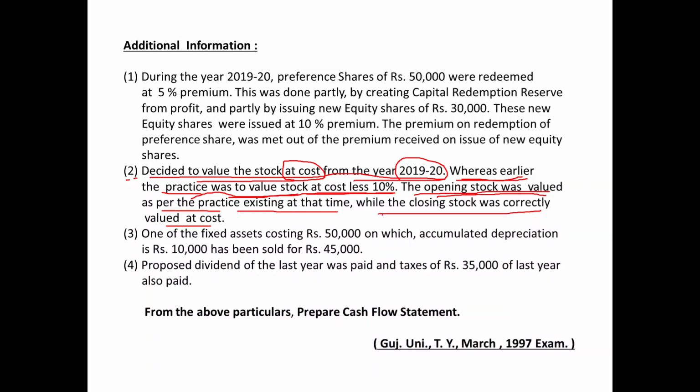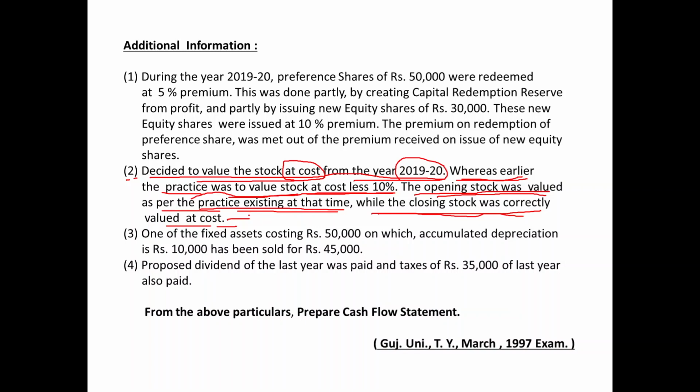The opening stock was valued as per the practice existing at that time. Opening stock of the current year would be the closing stock of the last year. So it was valued as per the practice existing at that time, and at that time the practice was to value stock at cost less 10%, while the closing stock was correctly valued at cost. Closing stock of the current year was correctly valued at cost, but the opening stock was valued as per the practice existing at that time. So opening stock was valued at cost less 10%, while the closing stock was correctly valued at cost.